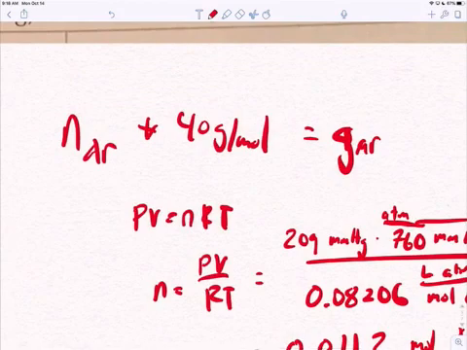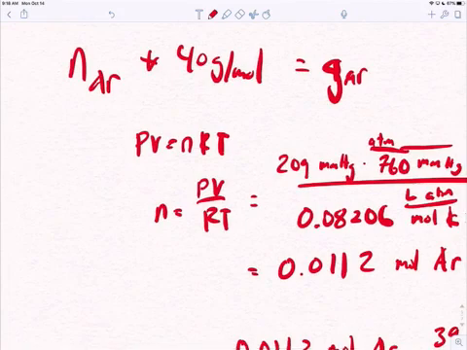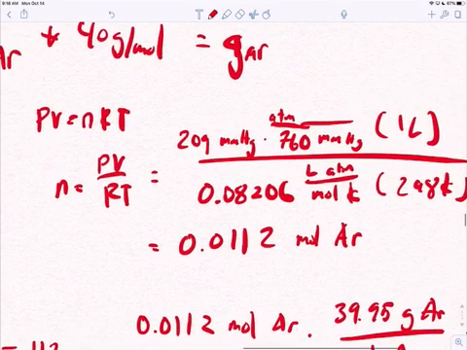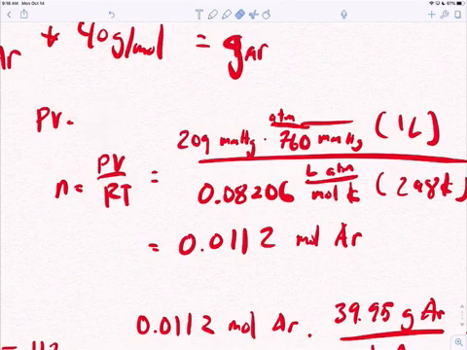And the PR, is that PV or? PV equals nRT. That's the ideal gas law. And solving for n, PV over RT. Anything else that's not clear?